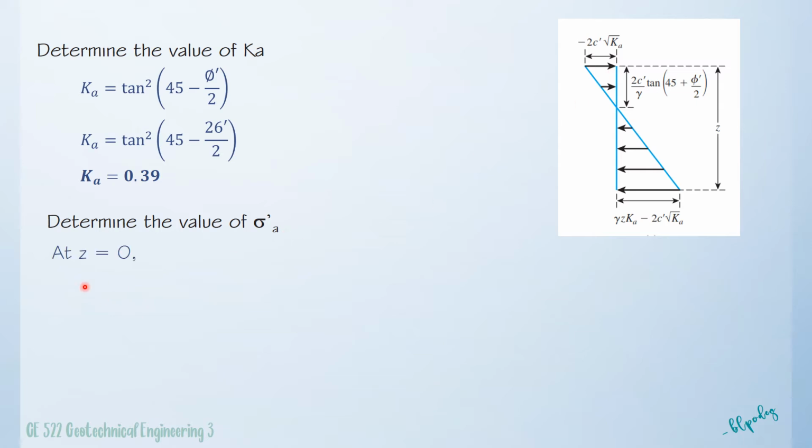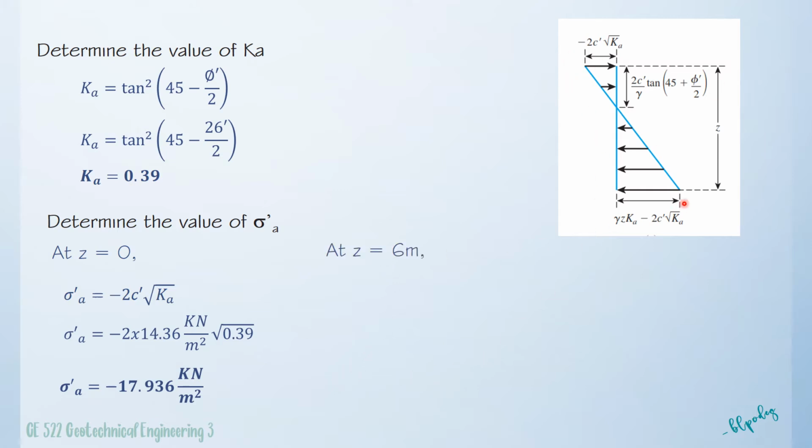So at Z equal to 0, the active earth pressure is equal to negative 2C prime multiplied by the square root of Ka. We simply substitute the values, since cohesion is given and we were able to solve the coefficient. That becomes negative 2 times 14.36 multiplied by the square root of 0.39. So at Z equal to 0, the Rankine's active earth pressure is negative 17.936 kilonewton per meter squared. So it is consistent with the sign in the diagram.